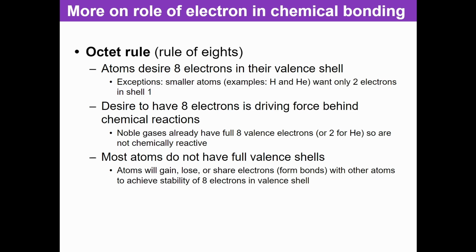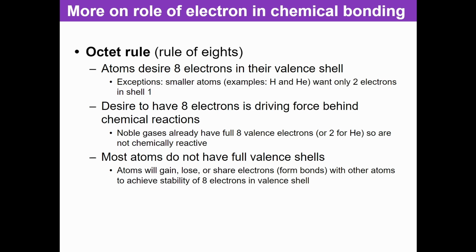There's an exception to the atoms-desire-8 rule, and that is only the first orbital closest to the nucleus, and that orbital only wants 2 electrons. But otherwise, atoms desire to have 8 electrons, and that's the driving force behind chemical reactions.